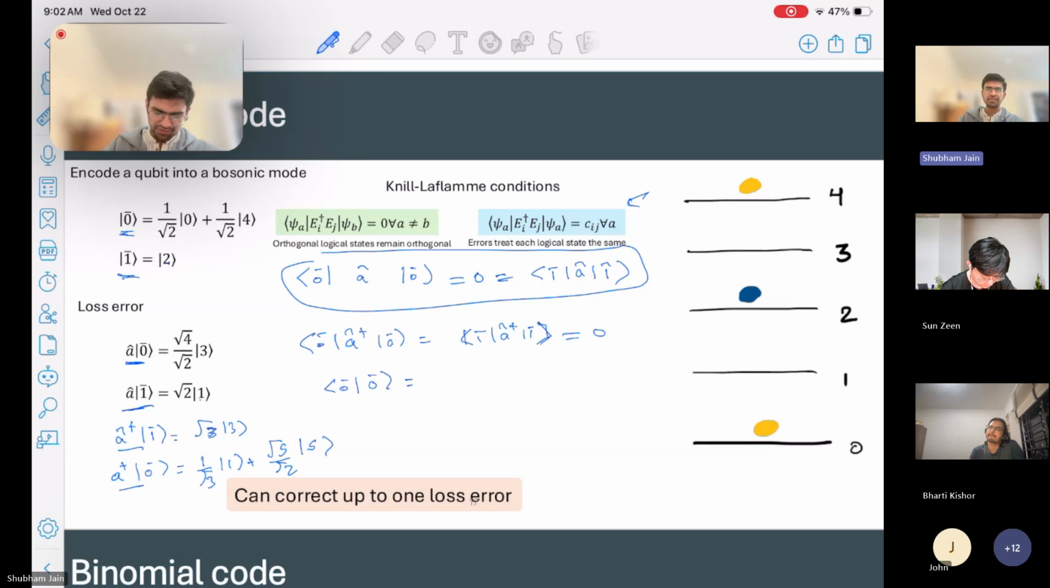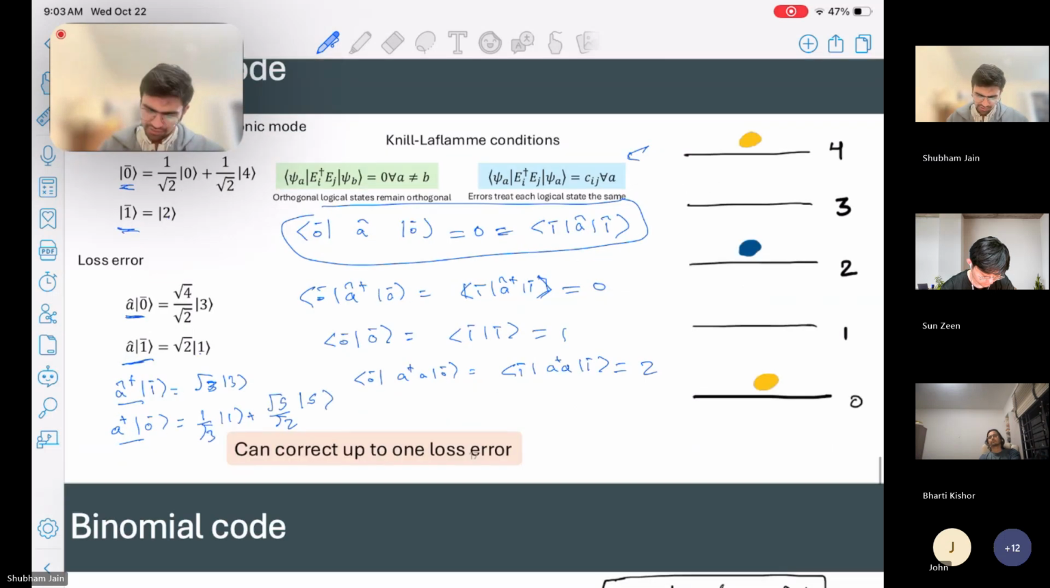And yeah, I think that's maybe enough and we don't need to check the rest of them, but I will just mention what the rest of these conditions are. If people are interested, they can check this on their own. This is going to be 2. This tells us that these diagonal Knill-Laflamme conditions are also satisfied, and so all of these quantum error correction conditions are satisfied by this simple binomial code. So this code is guaranteed to work.